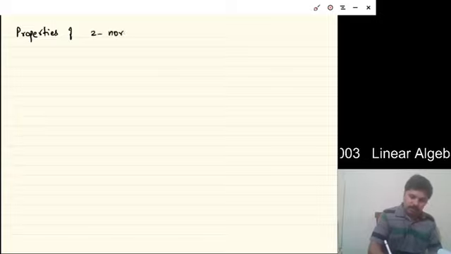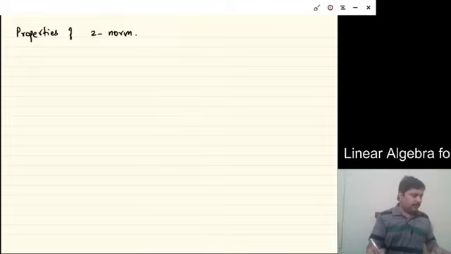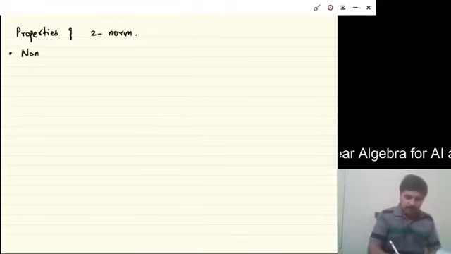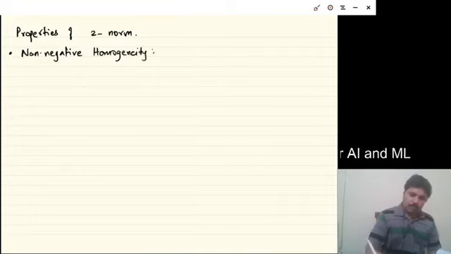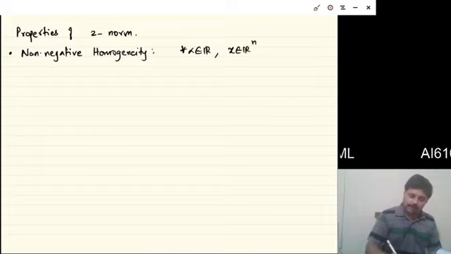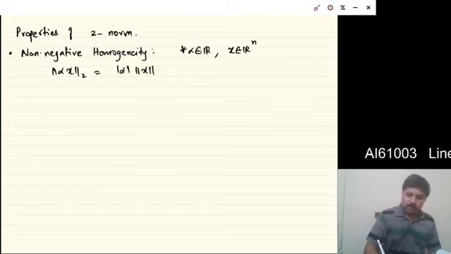So we will list down the properties of the 2 norm. We'll prove all these properties; let's first just write them down. The first property is the non-negative homogeneity property. What is the non-negative homogeneity property? For every alpha in R and x in Rn, the norm of alpha x is mod alpha times norm of x.